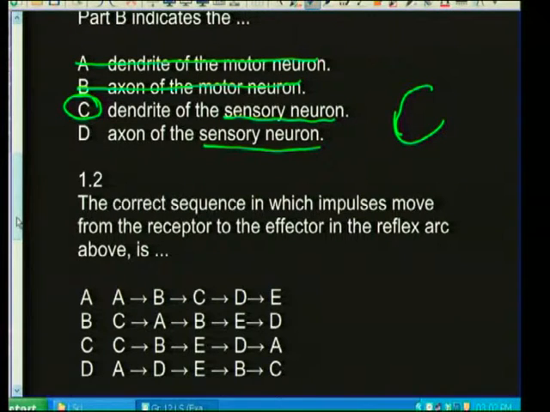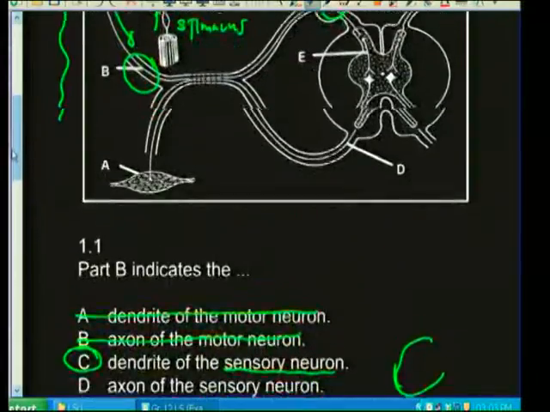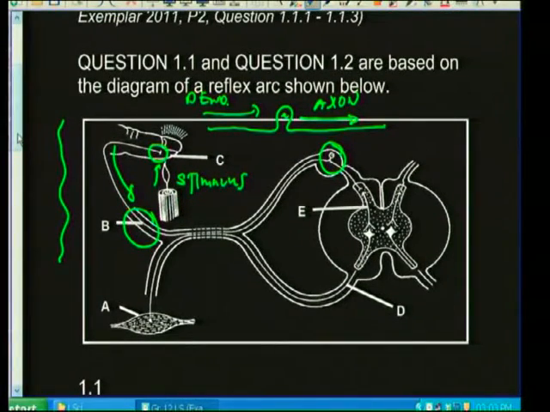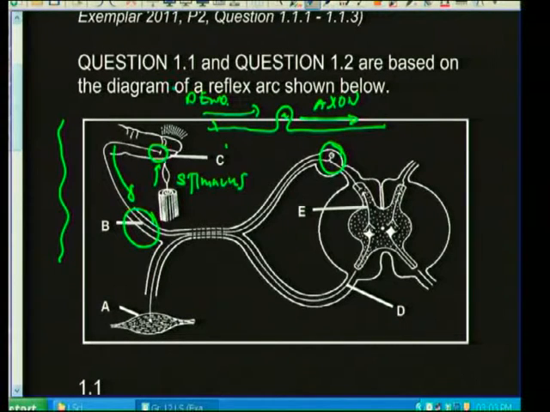Good. 1.2. The correct sequence in which the impulses move from the receptor to the effector in the reflex arc above is. So first of all, go back again to the diagram. Always refer to the diagram or the source, whatever they're talking about. Where would the receptor be found? The receptor would be found at the point of entry of the stimulus, and that is in this general area here. I'm going to put a dotted line around that so it doesn't confuse you. And the effector would be found where the reaction or the response comes from, and that is here by A.